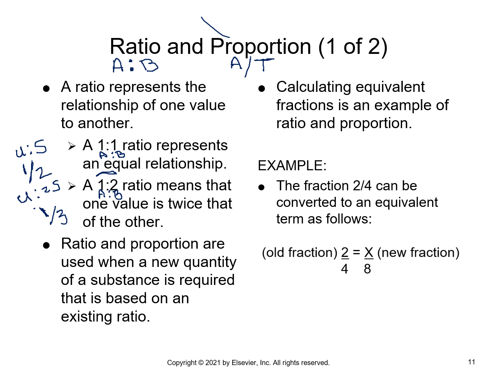Now, when we talk about ratios and proportions, we basically use this in the lab world when a new quantity of a substance is required that is based on an existing ratio. And so we could calculate equivalent fractions, and this would be an example of using a ratio and proportions. So a fraction of 2/4 can be converted to something that's equivalent. Here we have an example of 2/4, but we want to convert it to 8ths.